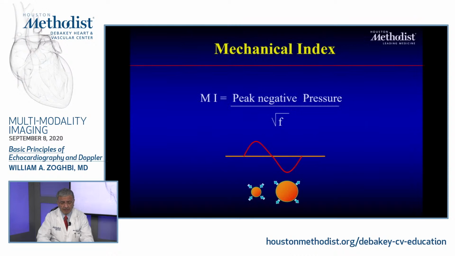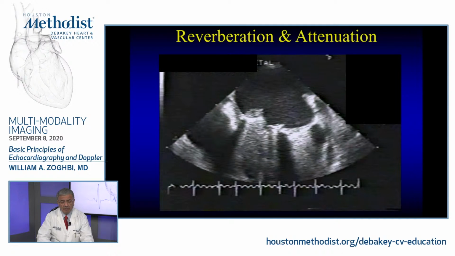And this is the mechanical index: peak negative pressure divided by the square root of the frequency. For ultrasound bubbles, obviously the higher the mechanical index, the more stretch these bubbles have, and the more destruction of some of these bubbles you have going forward.